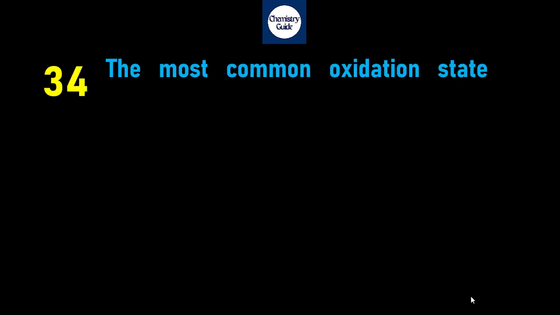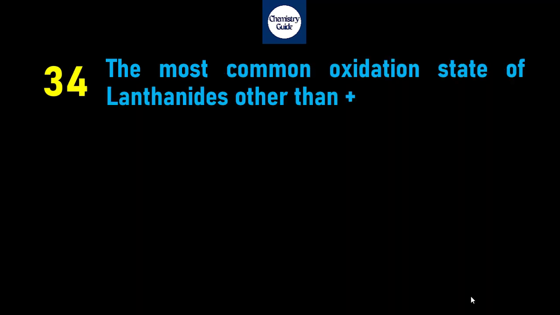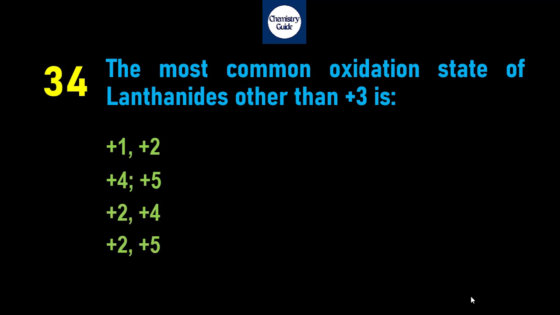The most common oxidation state of lanthanides other than +3: +1, +2, +4, +5, +2, +4, +2, +5. The right answer is +2 and +4. These are the other common oxidation states of lanthanides.